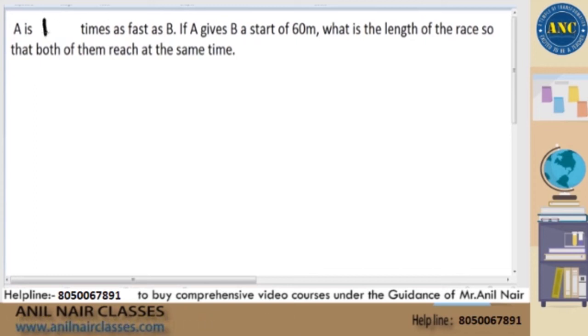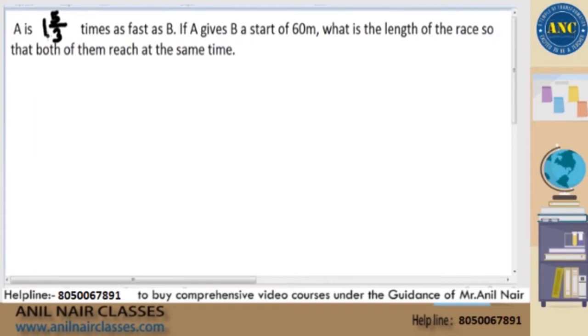A is 1 5/3 times as fast as B. That mixed fraction will not come properly in the paint format, so I'm just writing it. A is 1 5/3 times as fast as B. Listen to this question very carefully. This kind of question will come in the exam.